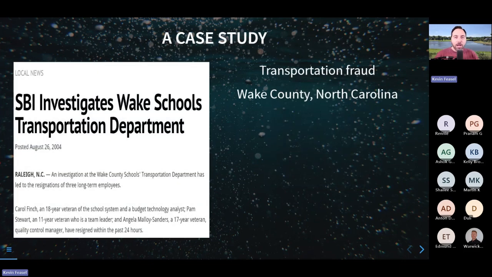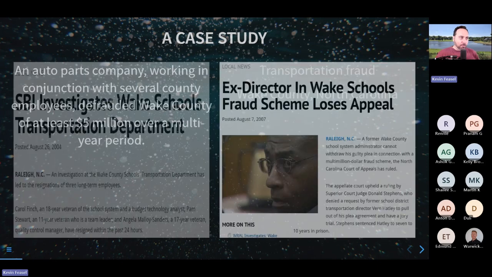Nonetheless, let's move on. And I'm going to tell a story that actually did happen. It happened before I moved down to Raleigh, but this did happen in Wake County, North Carolina, which is where Raleigh is located. So what we're seeing on the screen here is a copy of WRAL, which is the TV service. It's one of the TV channels in the area, and they have local news. This is a story about transportation fraud that happened in Wake County.